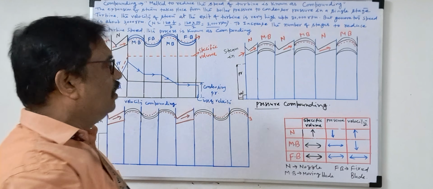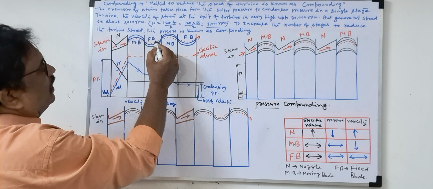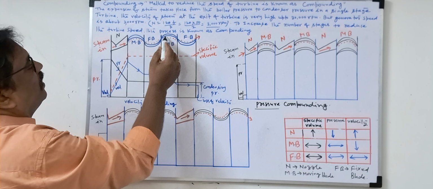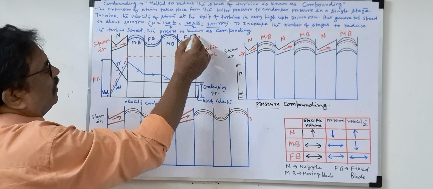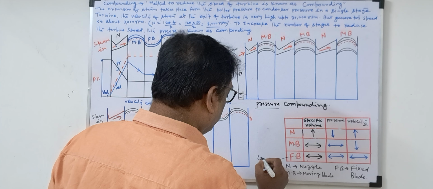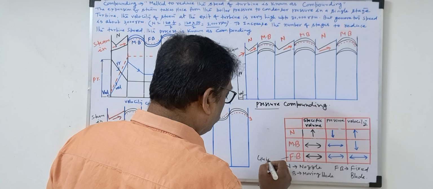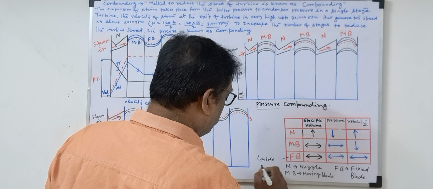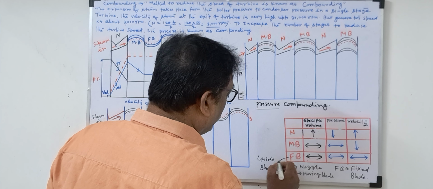Here also see steam, moving blade, fixed blade, also known as guide blade because they are guiding the steam. Again moving blade, again fixed blade, also known as guide blade. So they will guide the steam.